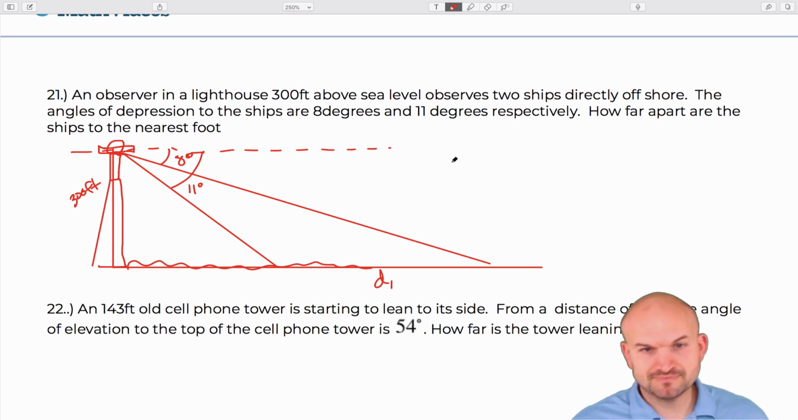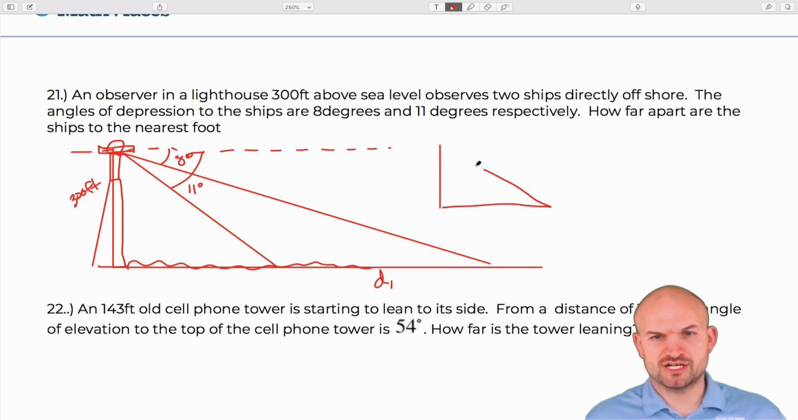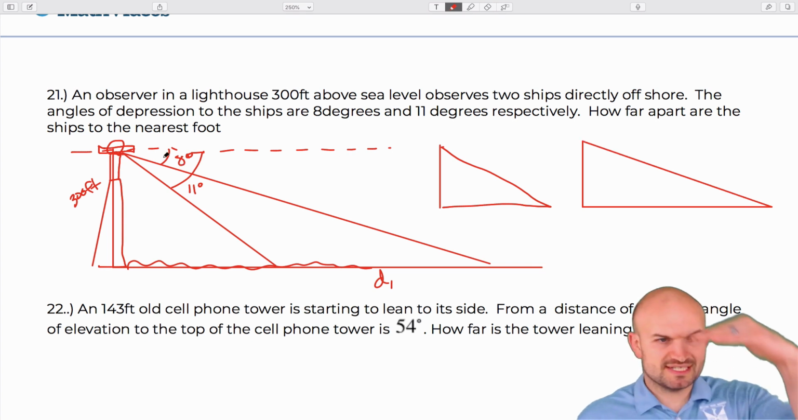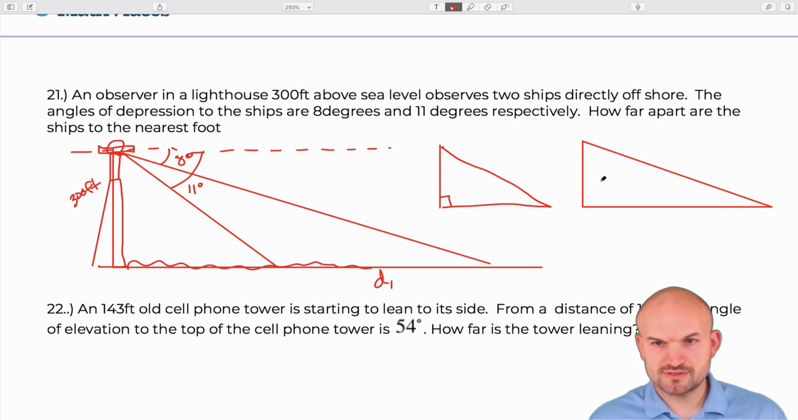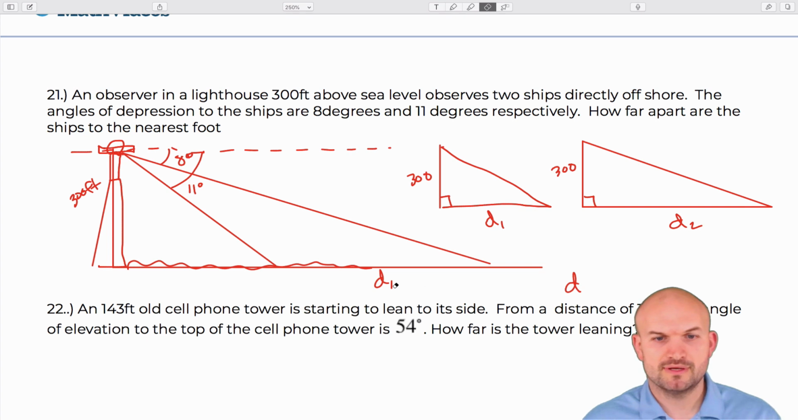However, we're probably going to want to redraw these two triangles here, because we can't really solve it as they're written right now. So let's rewrite them based on the information that we have. All right, so if this is 8 degrees, these are both right triangles, right? They're both 300 feet tall. So I'm going to label this D1 and this D2. So the distance they are apart is going to be D2 minus D1.